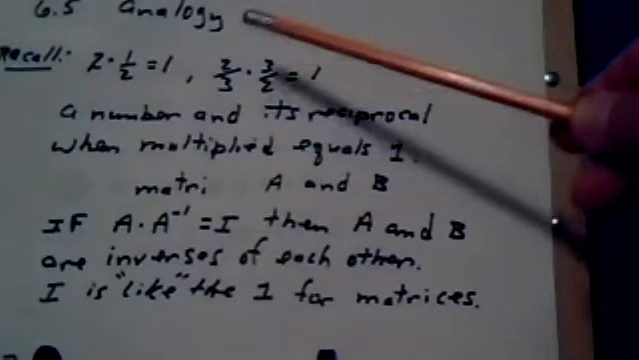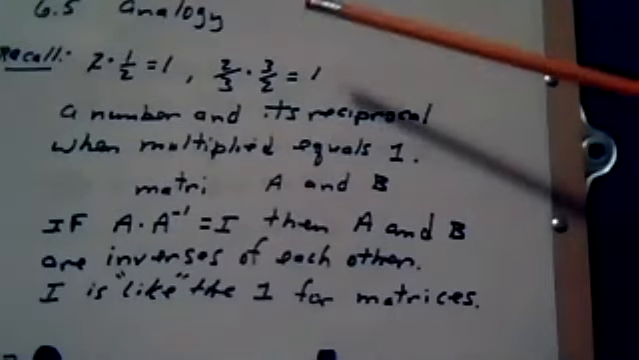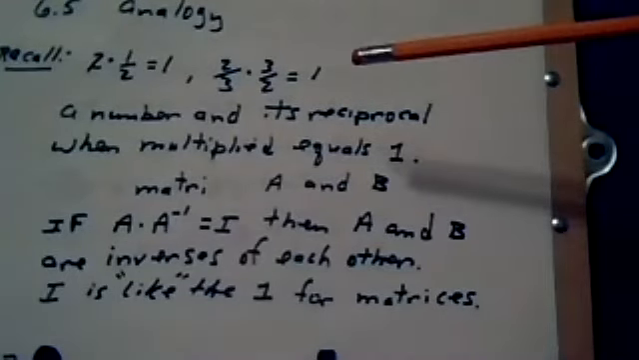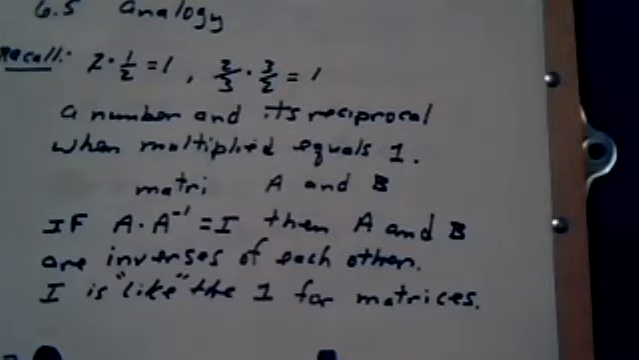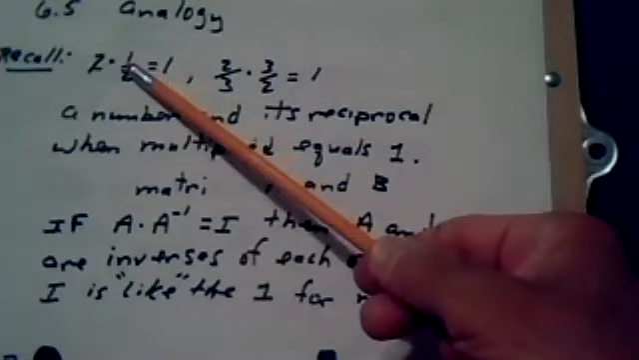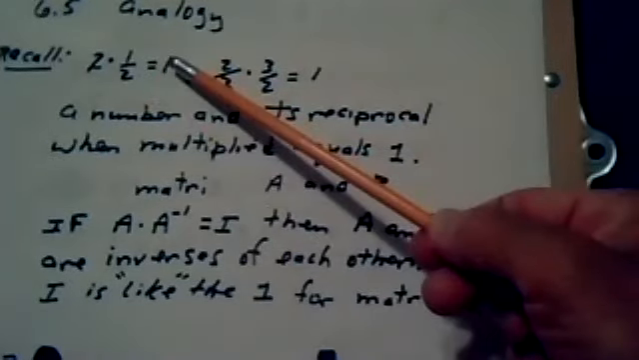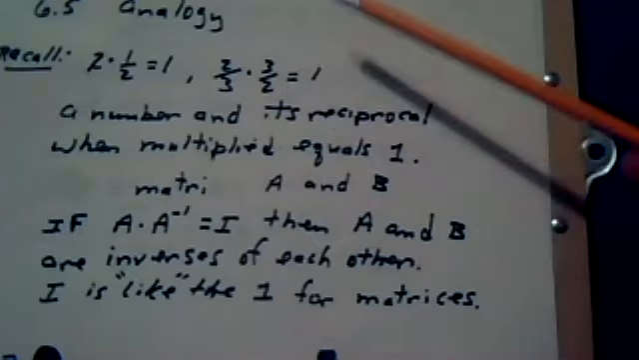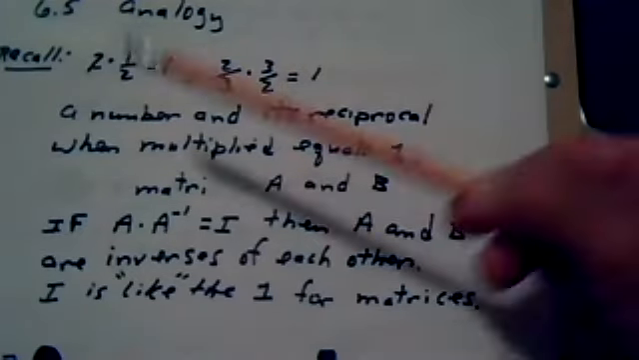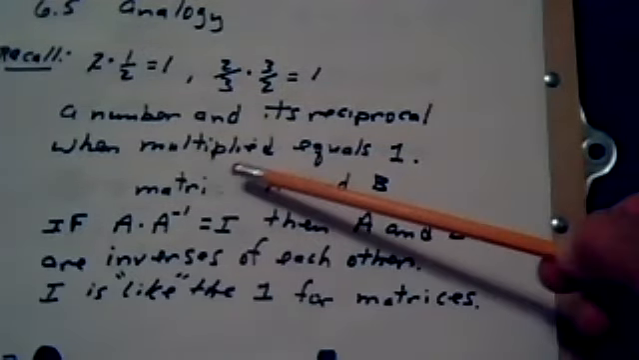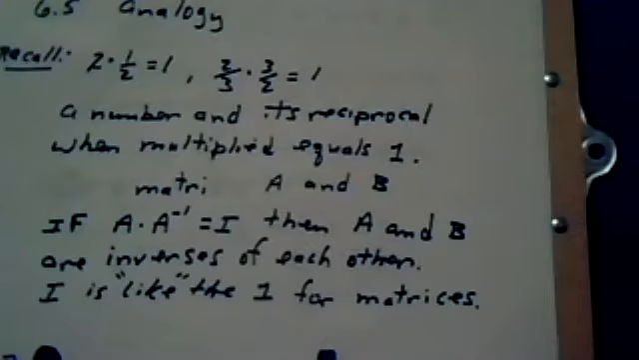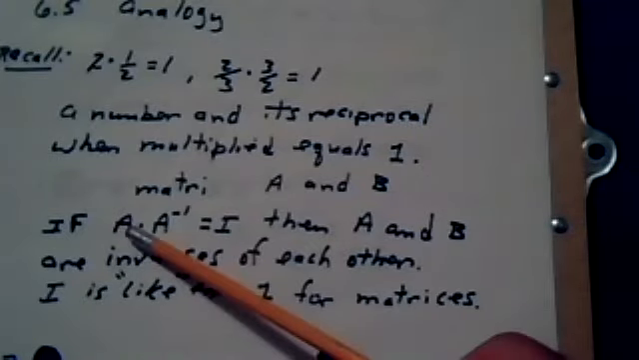Now, right here, we're going to be getting ready to talk about inverses. Inverse is the idea of reciprocal. Notice a number times its reciprocal is 1. So a number and its reciprocal when multiplied equal 1. In the matrix world, it's a matrix times its inverse will give you I. So the I is like your 1.